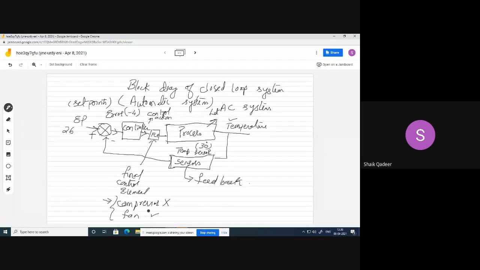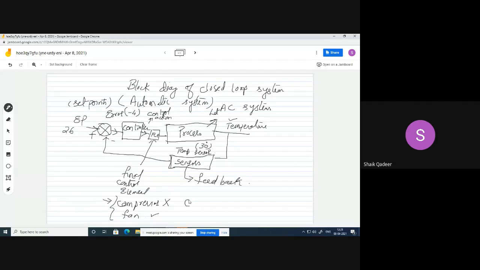I'm talking about an air conditioning system. Hope you all know the working of an air conditioning system. What are the excitations given to an air conditioning system? In order to maintain the cooling, there are two things present in an air conditioning system. One is the compressor, another one is the fan.